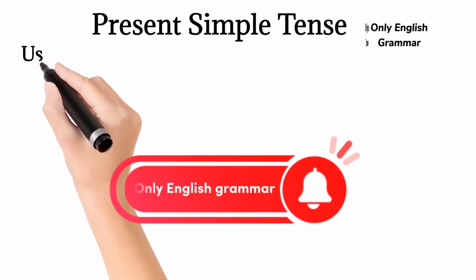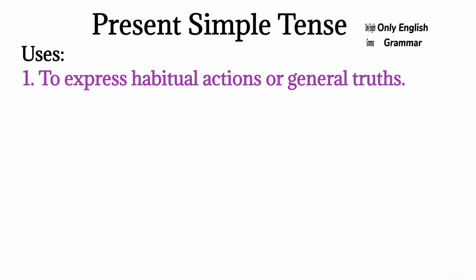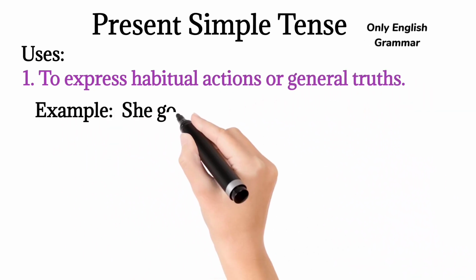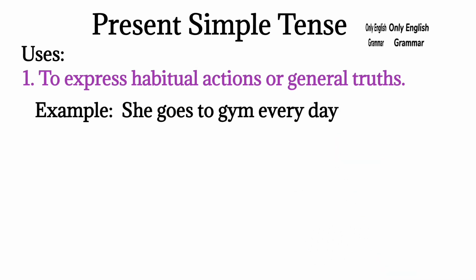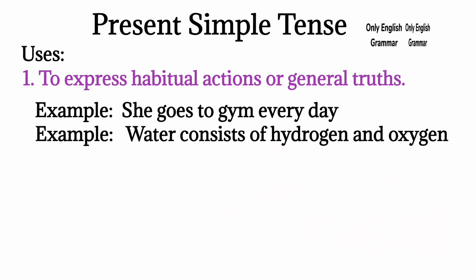Present simple tense. Uses of the present simple tense. It is used to express habitual actions or general truths. She goes to the gym every day. Water consists of hydrogen and oxygen.